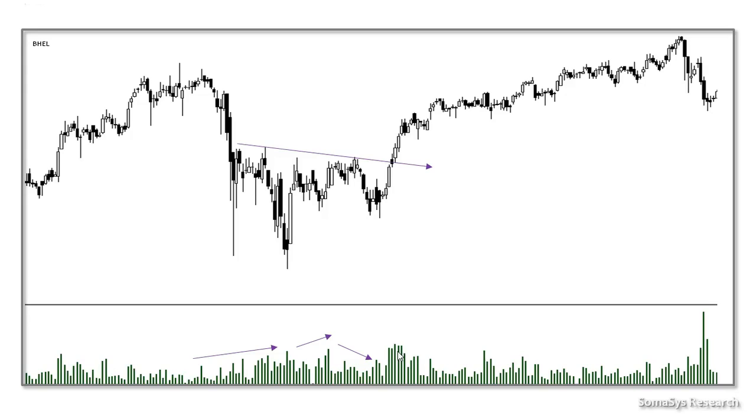The projected price rise is found by measuring the distance from the bottom of this inverse head to the neckline and then adding it to the breakout region. Now this increase in volume is supportive that the rise in progress is in line with what is being anticipated and should reach the target, which it eventually does.